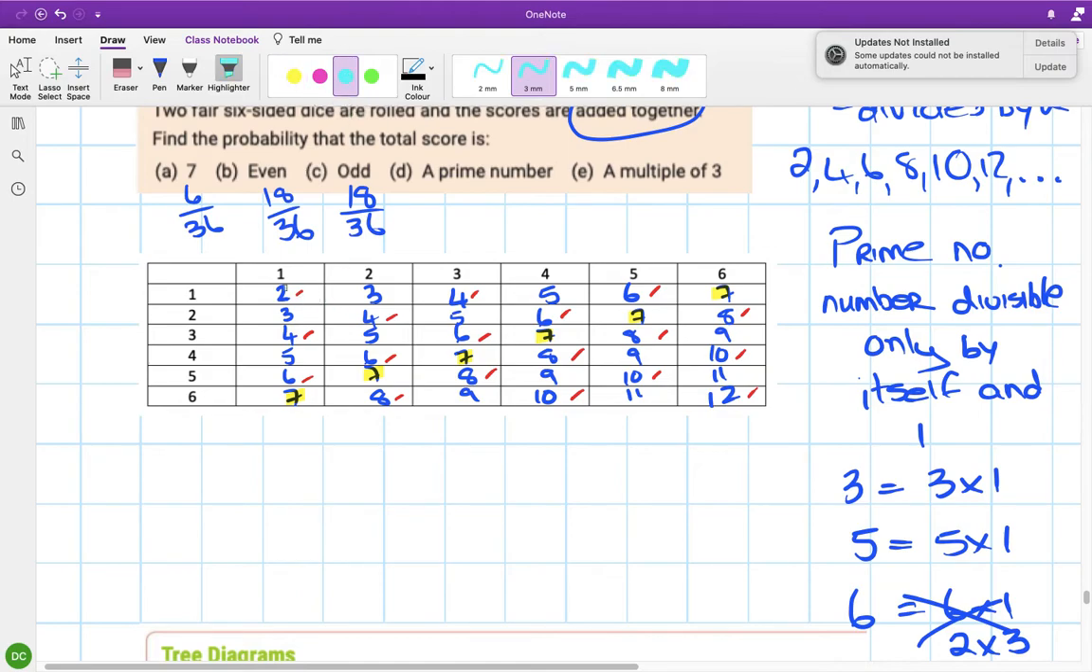So our prime numbers are 2, 3, 5, 7, 3, 5, 7, 5, 7. Now 9 isn't, because 9 can be 3 by 3.